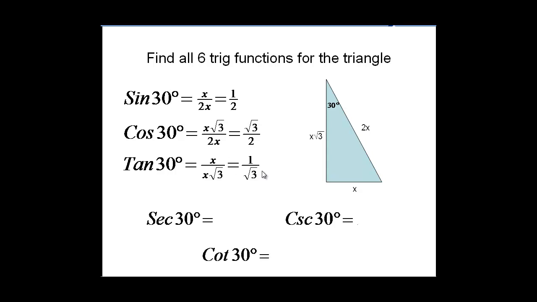Now if you do the reciprocal functions, just flip them over. Secant, flip over cosine, get 2 over the square root of 3. Cosecant, flip over sine, 2 over 1, which is 2. Cotangent, flip over tangent, square root of 3 over 1 is the square root of 3.